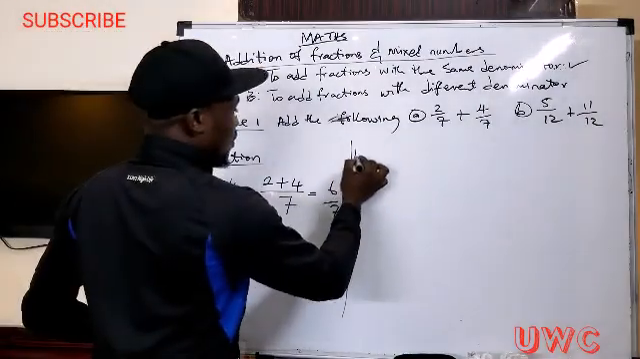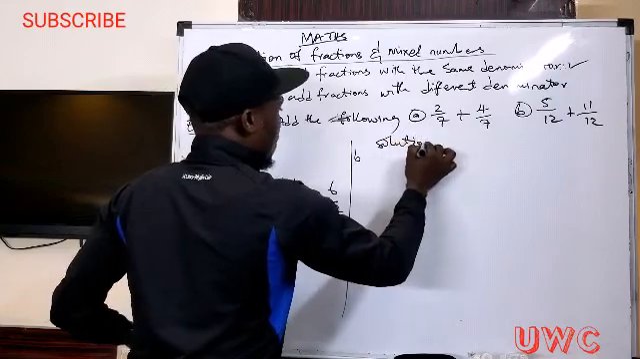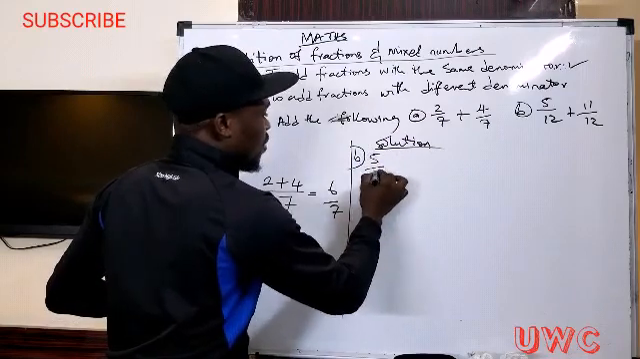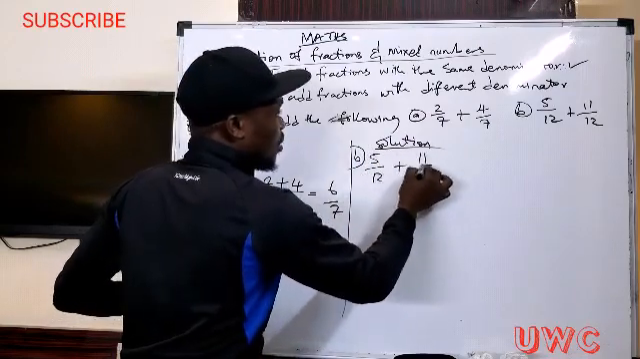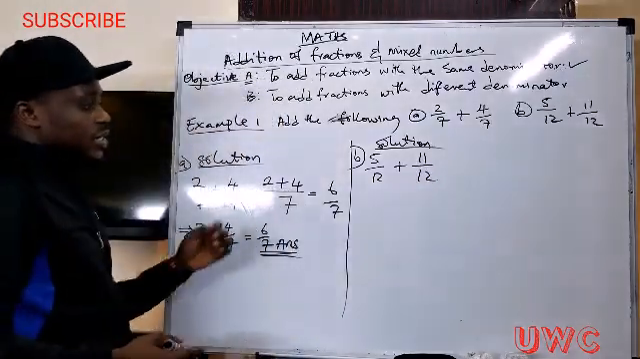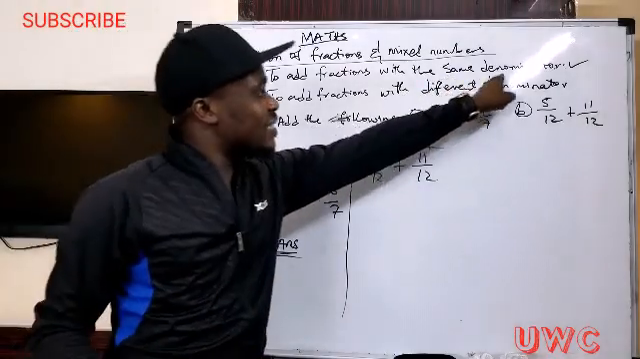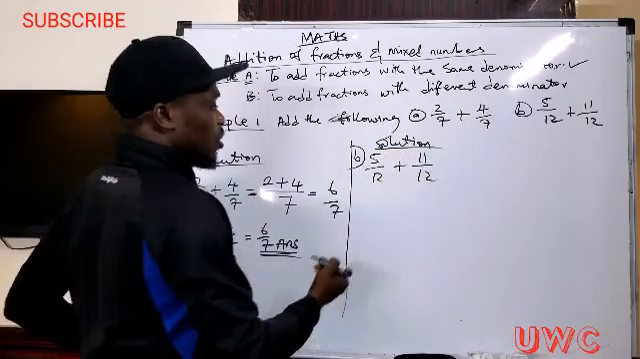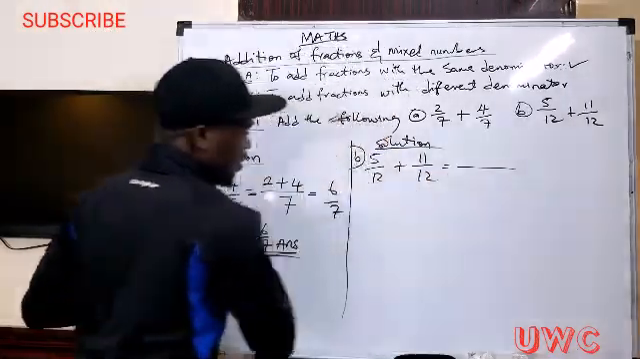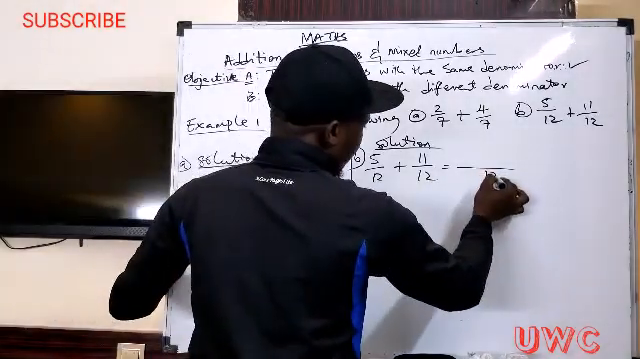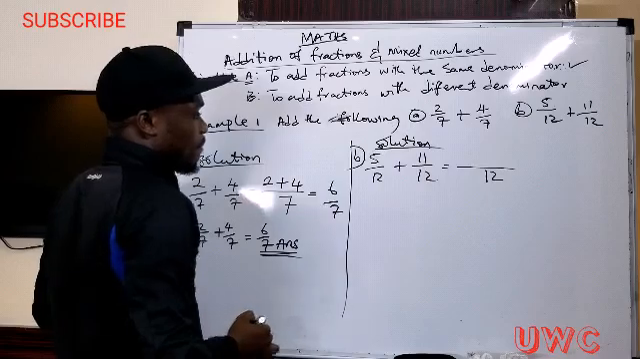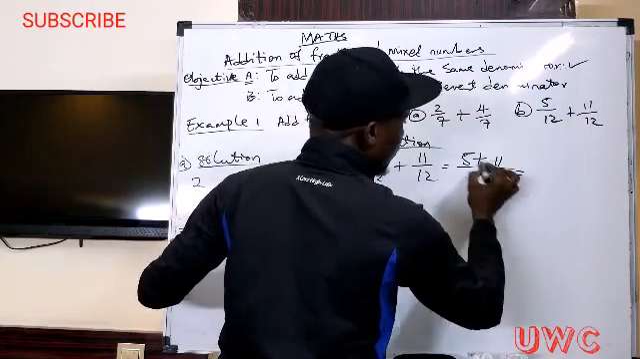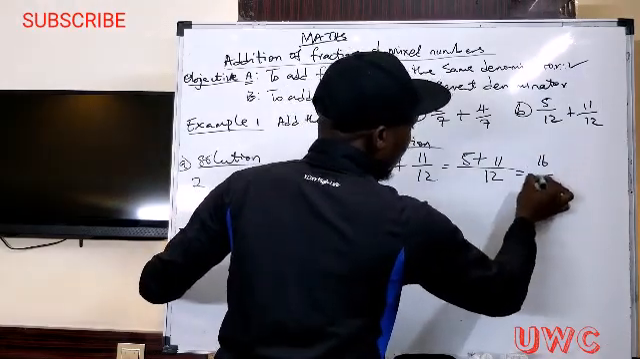We now take the B part of it. Solution. Five over 12 plus 11/12. When you look at this one again, you find out that they have the same denominators, but different numerators. So what you still do is, the LCM of 12 and 12 is still 12. Then you now add the numerators, that is 5 plus 11, which will give us 16/12.